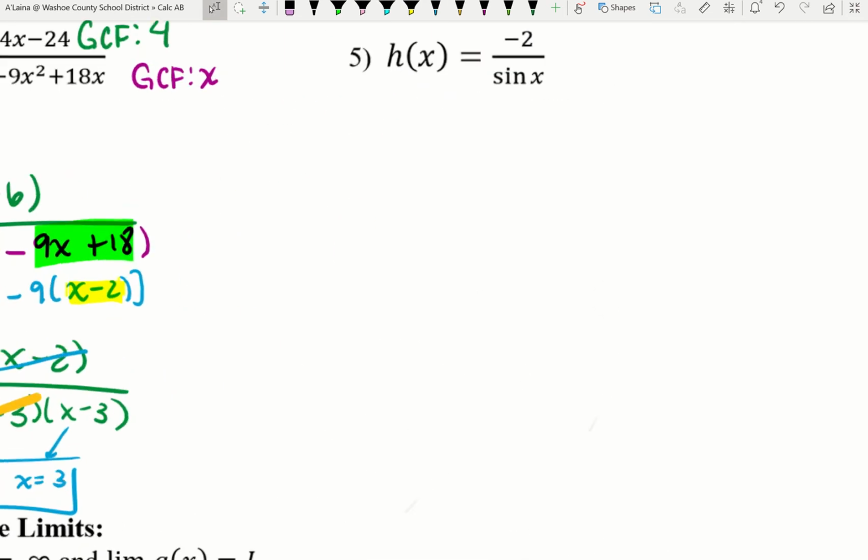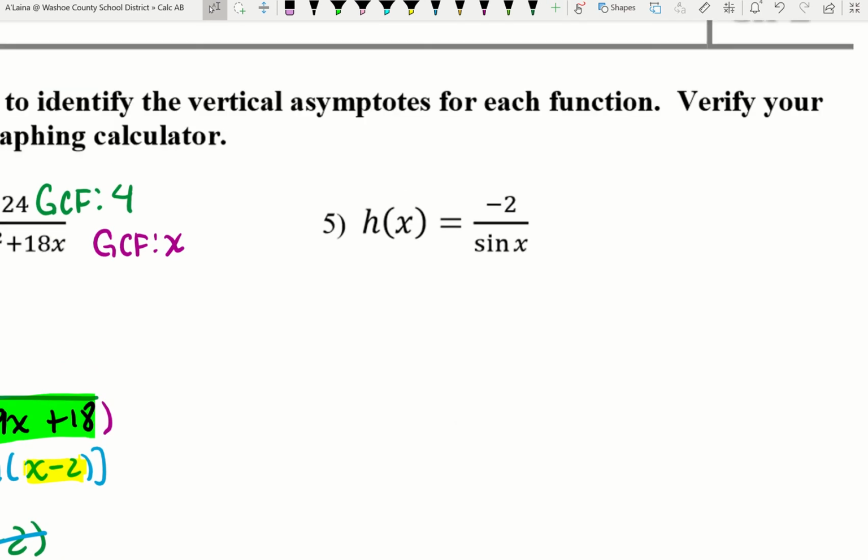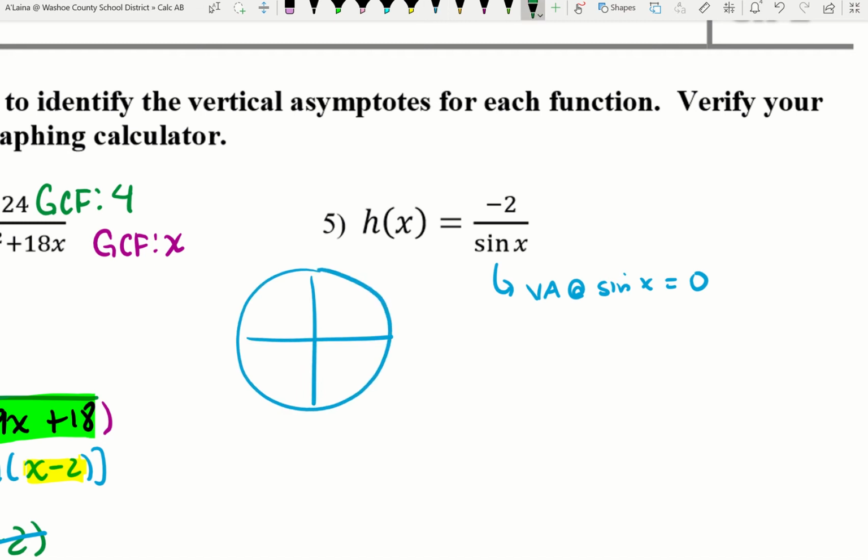For number 5, this one will have vertical asymptotes where the factors on the denominator are equal to 0. So I want to see where the sine of x would equal 0, which we actually explored a little bit on some previous problems when we were looking at tangent. And we said that sine of x is the height for each of the ordered pairs in our unit circle, which would happen at x equals 0, pi, 2 pi, and so forth. We could also go in the negative direction and have negative pi, negative 2 pi.